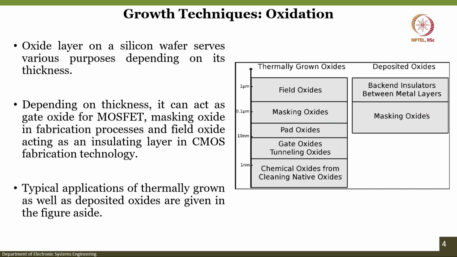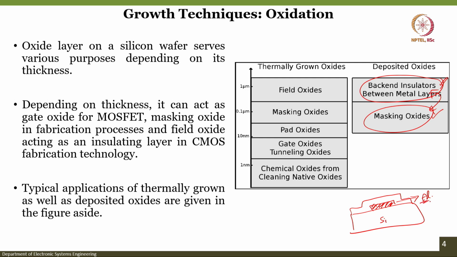Then you can use deposited oxides and metal oxides as insulator between the metals. So, mask, you see, this is very simple. Now, let us say you have a silicon wafer, and on top of this some metal is already there, let us say aluminum or something. Now, you want to grow silicon dioxide on top of this.